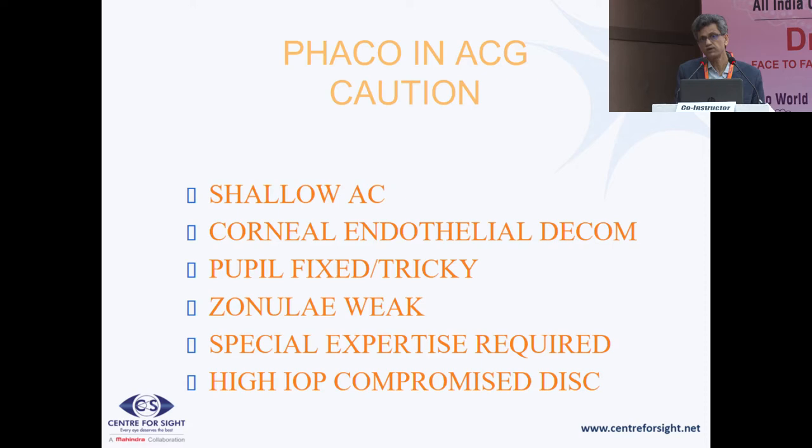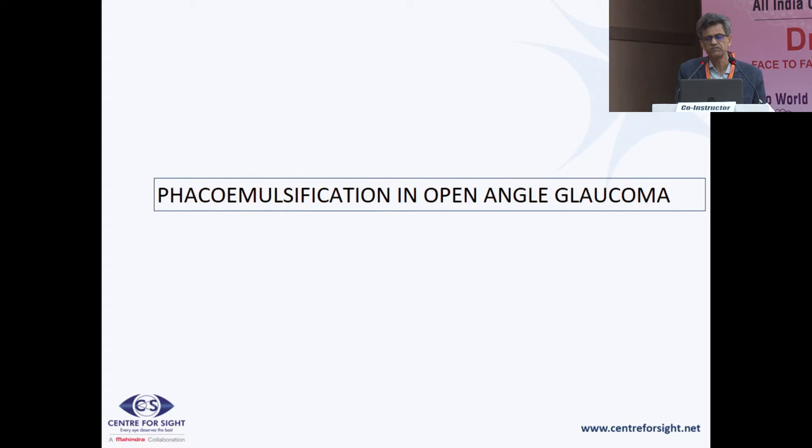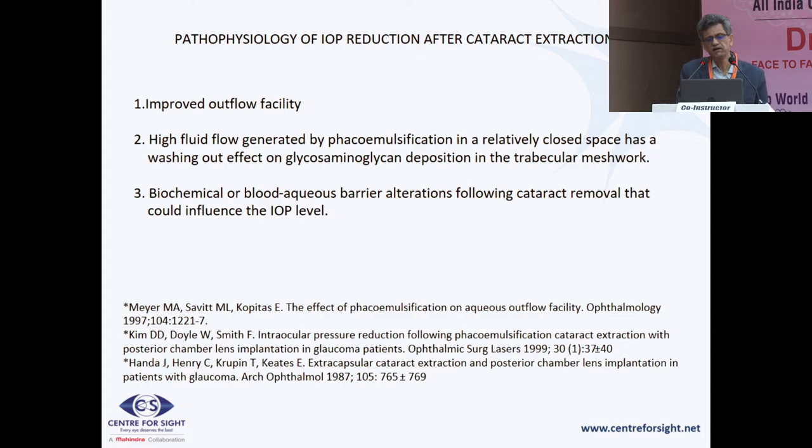There is a shallow AC, there is corneal damage, they already have been on so many medications, zonules may be weak, and the high IOP may be there. And many times when you have very high IOP, you have controlled the IOP but the chambers are shallow, sometimes you can actually do a core vitrectomy to deepen the chambers and make life easier for yourself.